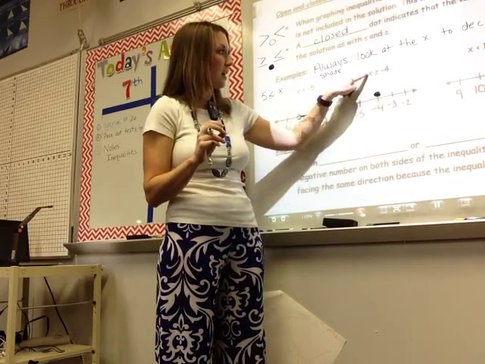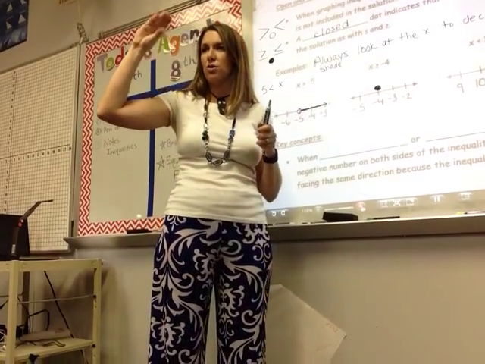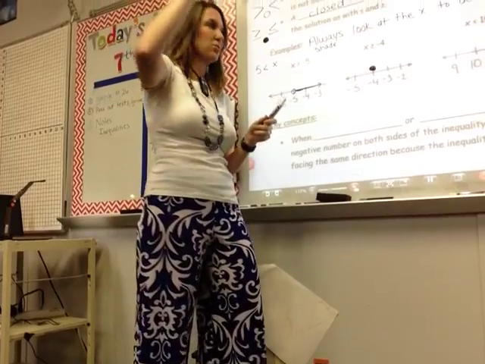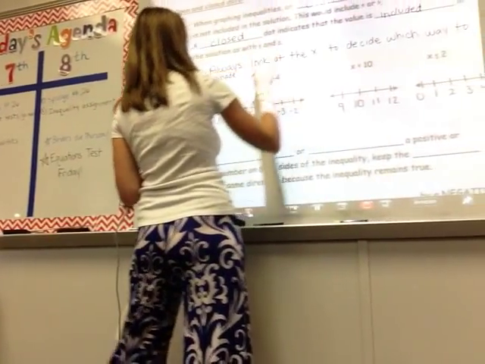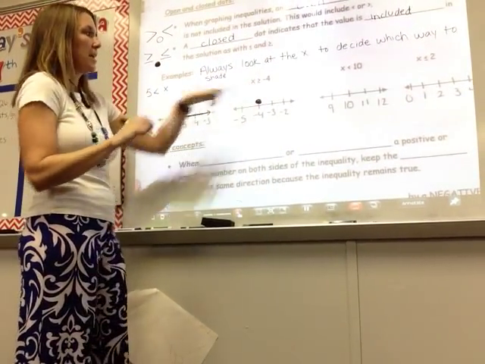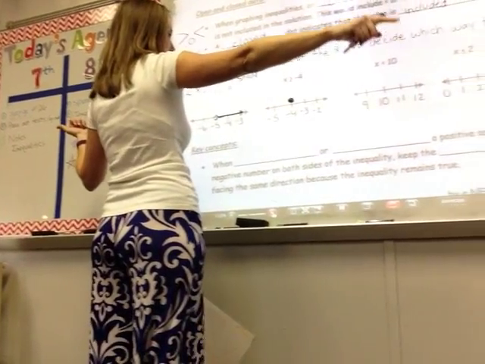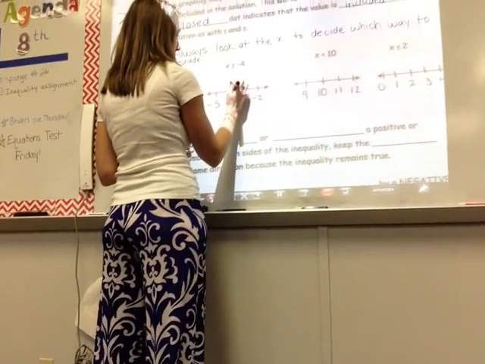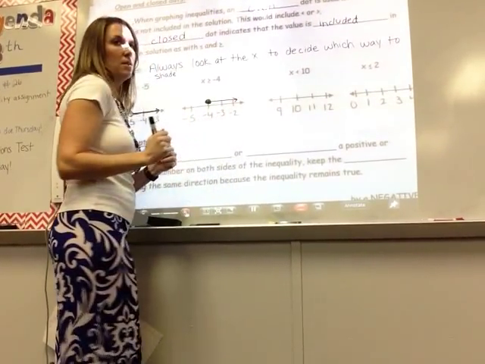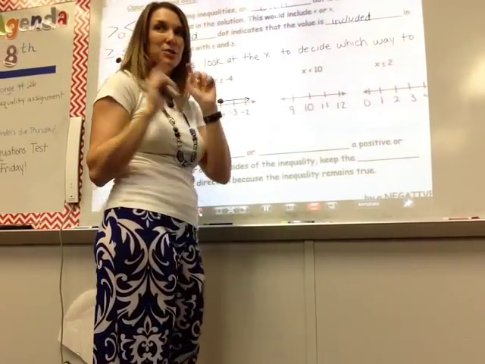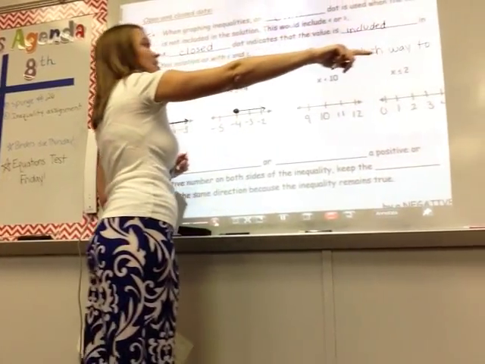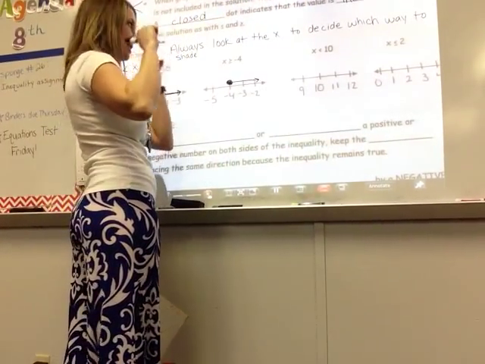Smaller. X is, remember how you learned your little alligator mouth when you were in elementary? Whichever one you're eating, that's the bigger one, right? I'm eating the x. That means x is bigger. So which way should I shade, to the left or to the right? Right is always bigger. Think about left is less, so both start with an L. To the right is greater. Greater has the R in it.